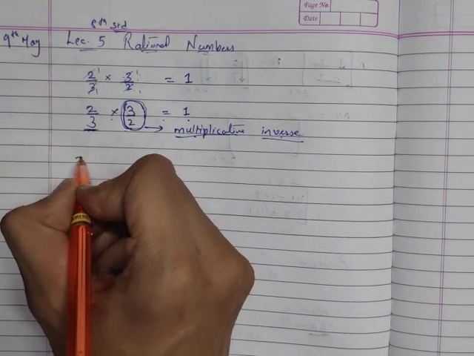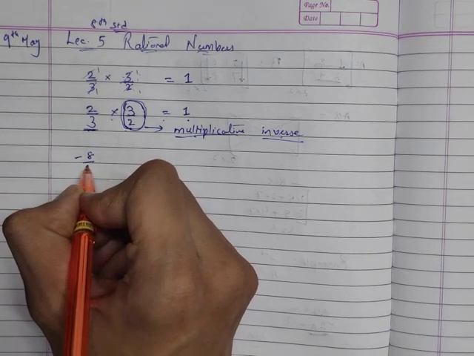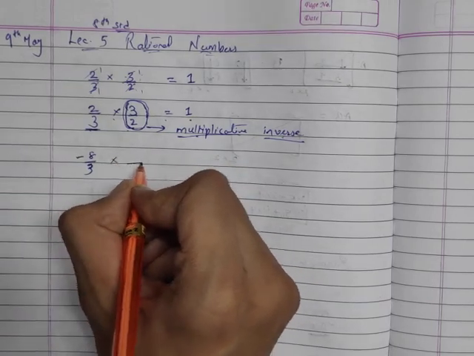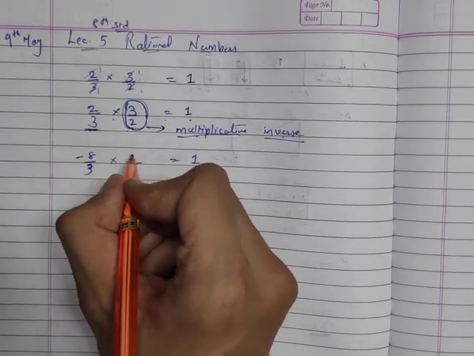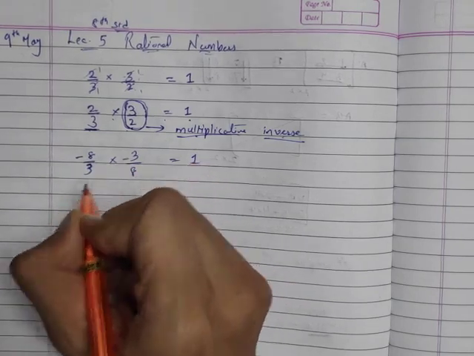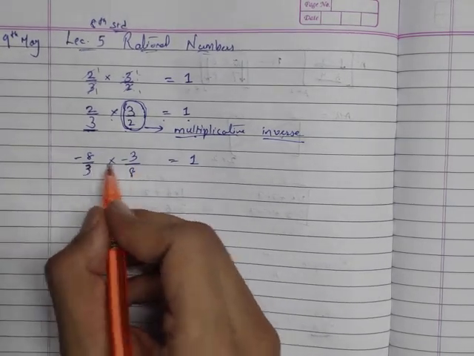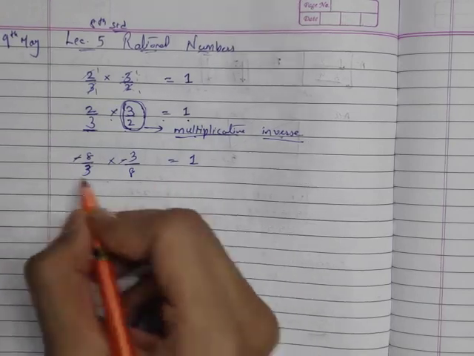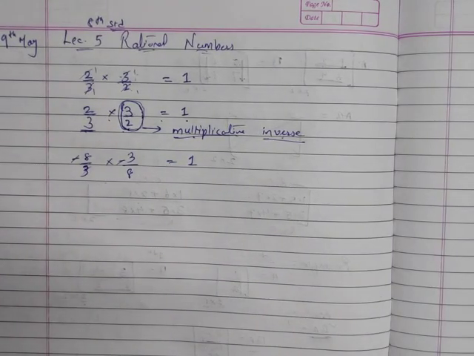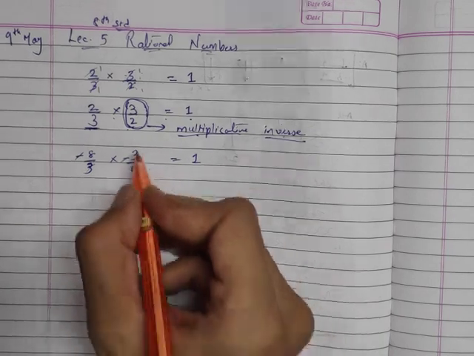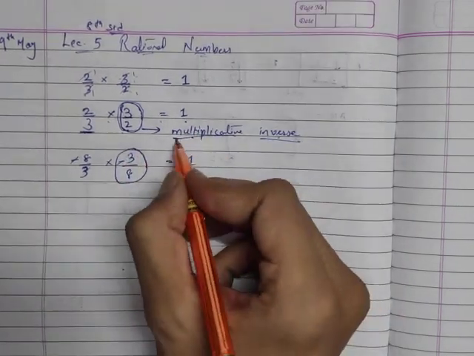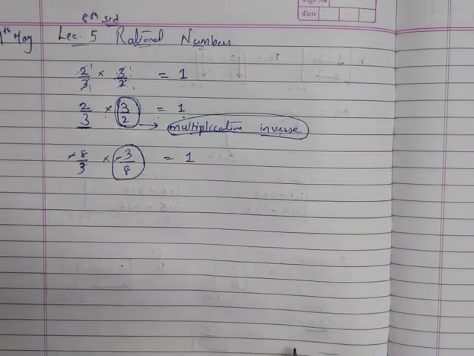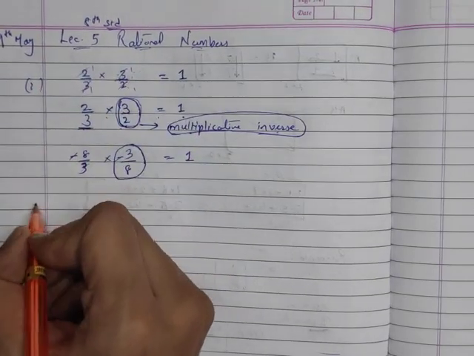Similarly, let's take an example of minus 8 by 3. Multiply something with it such that the result is 1. So your answer should be 3 by 8, but with a negative sign. Check it out now. Minus minus becomes plus, 3 ones are, 8 ones are. That means I got the answer again as 1. Got it? So what is this minus 3 by 8 called here? It is called multiplicative inverse. First property that we learned today, multiplicative inverse.